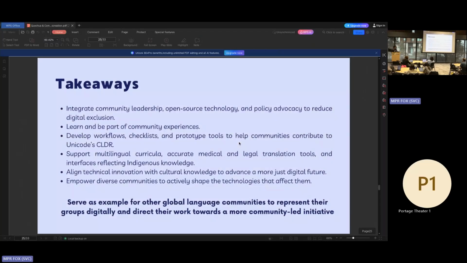Some takeaways from this presentation that I would like you to take into account is that we need to integrate community leadership, open resource technology, and policy advocacy to reduce digital exclusion, not only in Quechua, but also in other languages that don't have as much presence online or don't have the resources to be empowered, because of the lack of resources, the lack of support. We have to be part of that process. We have to be part of these community experiences.